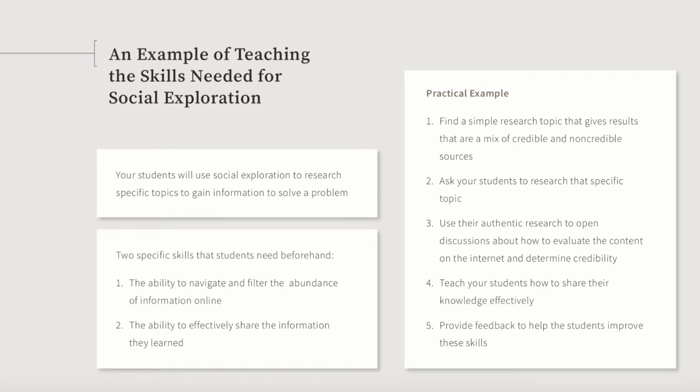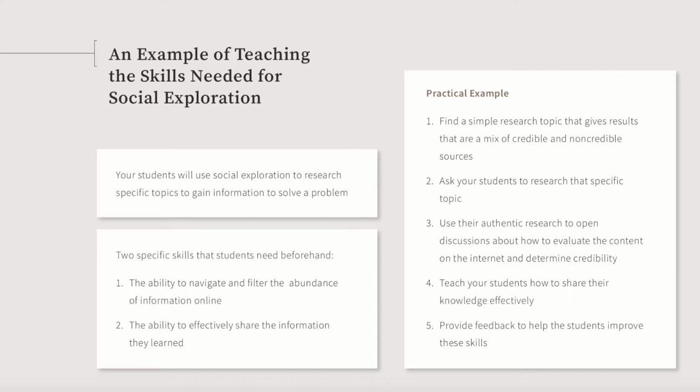During an authentic learning task, your students will use social exploration to research specific topics to gain information to solve a problem. Your students will need to master 2 specific skills. First, your students need to develop the ability to navigate and filter the abundance of information found online. Second, your students will need to be able to effectively share the information they've learned. Take time to teach your students these skills beforehand.